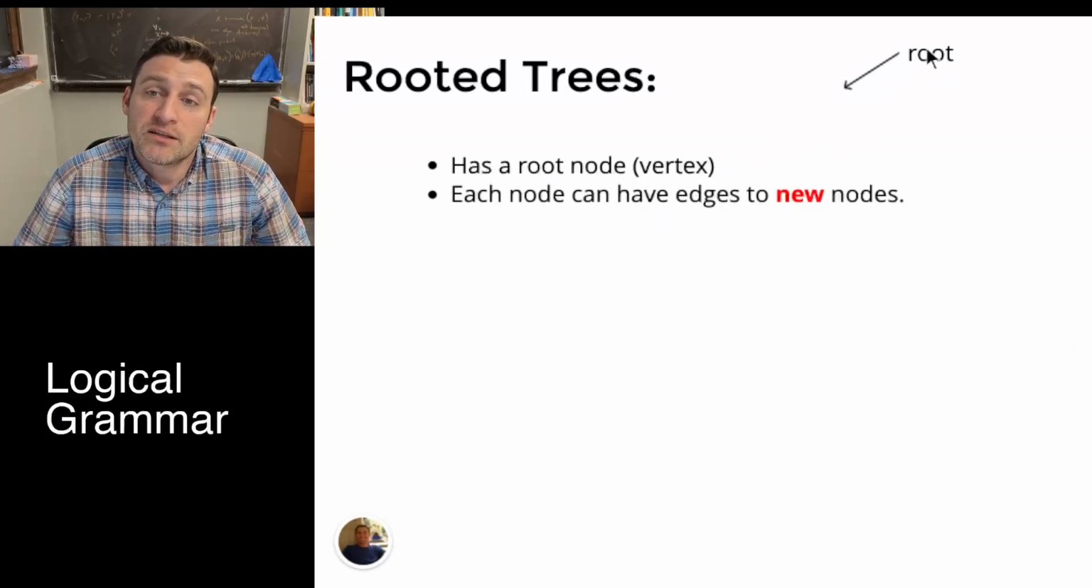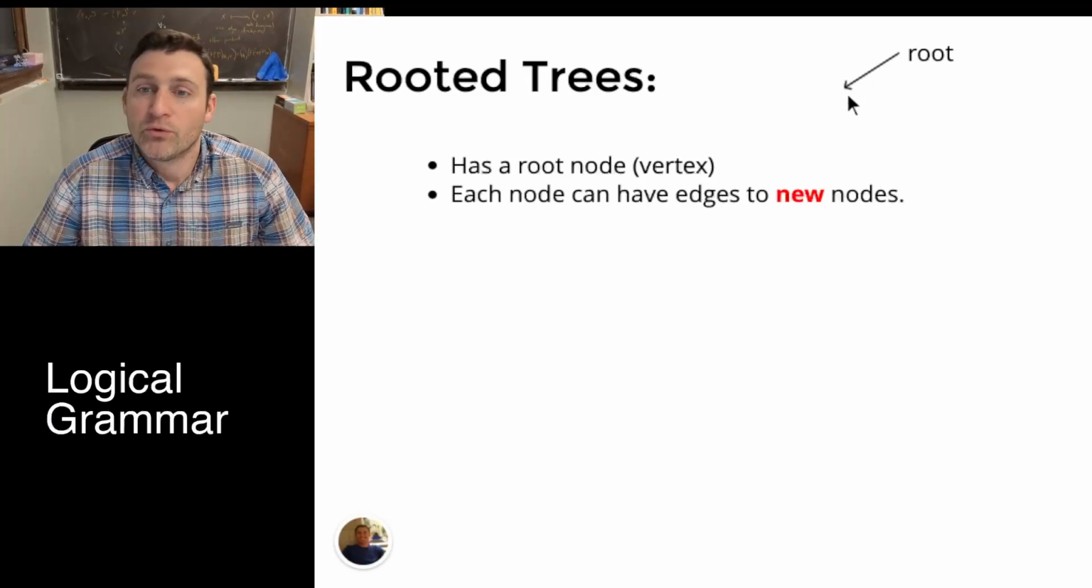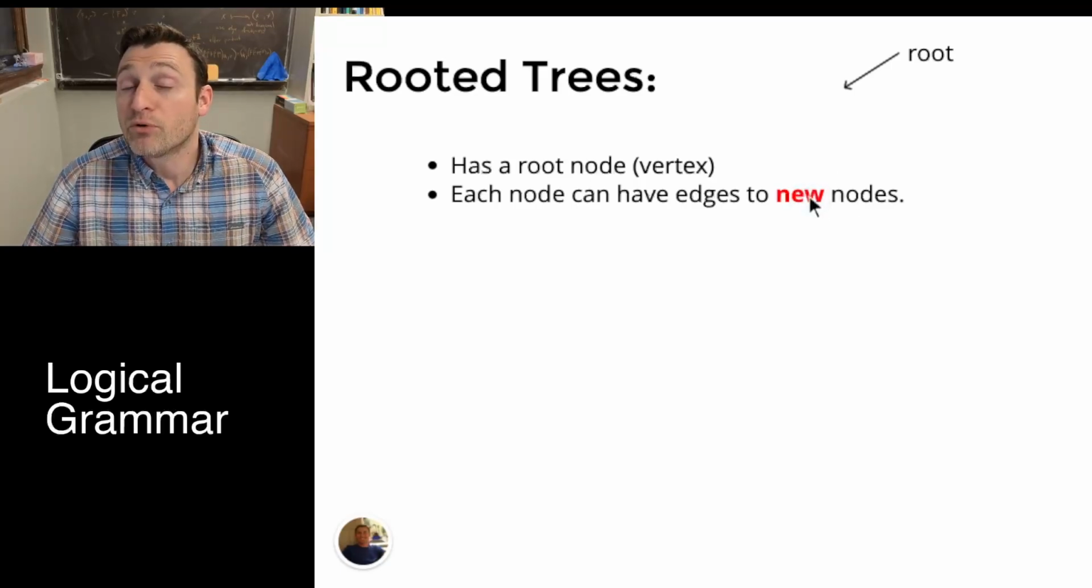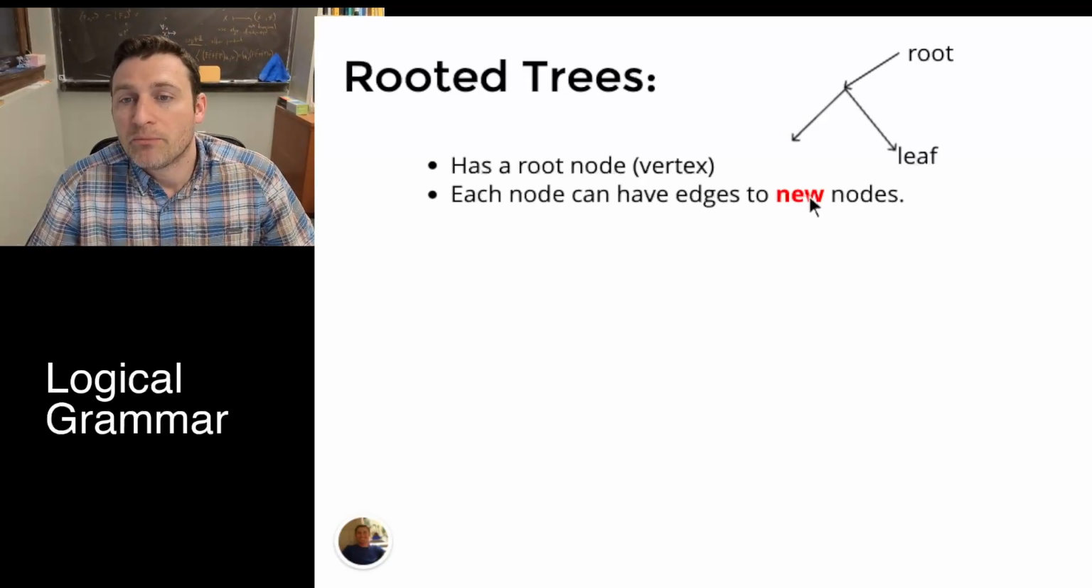Each vertex can then have edges out of it. I've put arrows on here to emphasize that they left the root, but they have to go to new nodes. The key thing about new is to avoid unpredictable behavior. We'll see that evolving in several examples. Let's see it in a couple examples here.